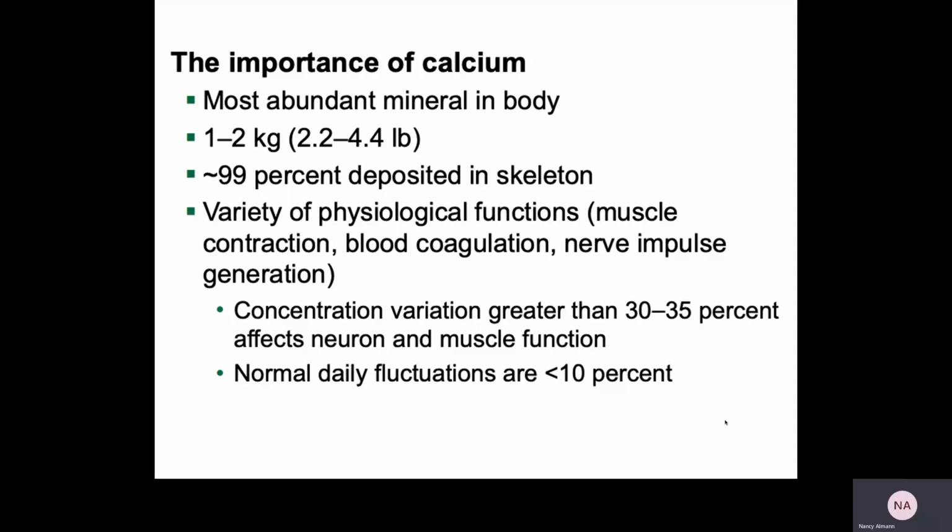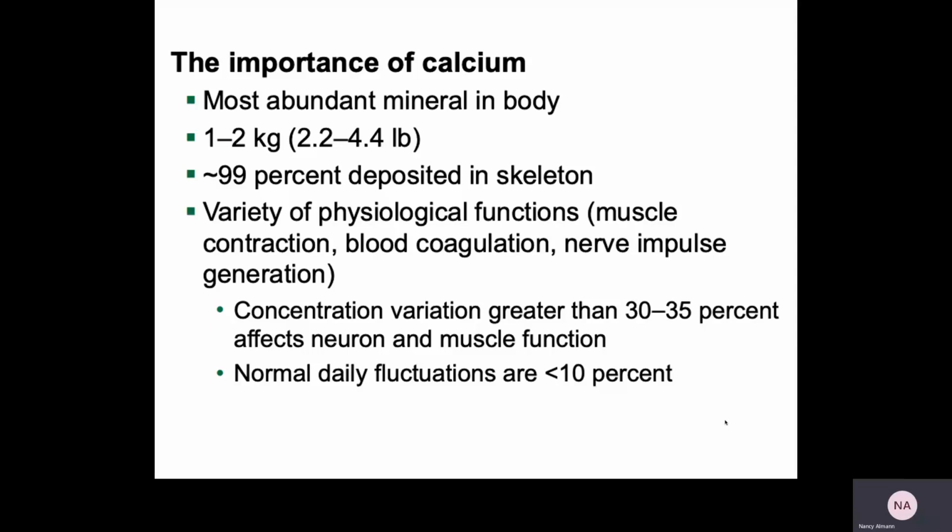Calcium is the most abundant mineral in the body, about 4 pounds, about 1 to 2 kilograms, depending on the size of your frame. Most of it is going to be deposited within your skeleton. Like we said, the skeleton is this ginormous mineral storage sink. And we need it for all sorts of physiological functions, which include contraction of muscles, your ability to clot your blood, the action potentials associated with neurons.